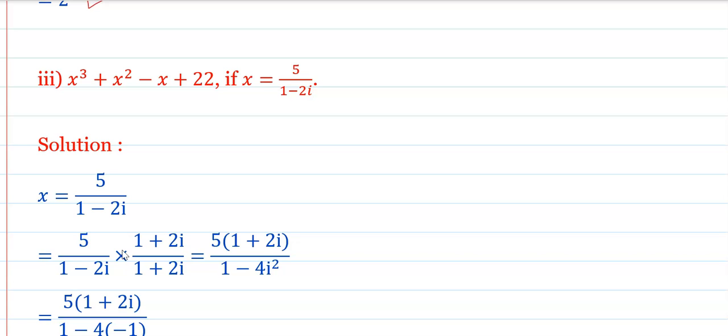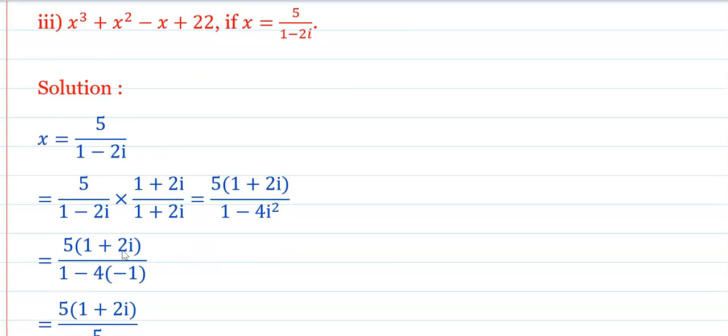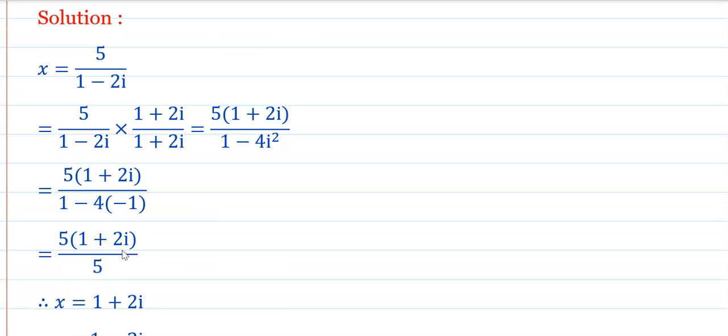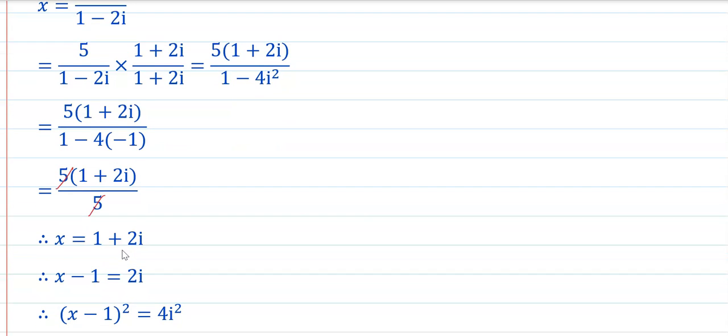5 in bracket 1 plus 2i. And what about here? (a minus b)(a plus b), then here you will get a square minus b square. Means what? (Minus 2i) bracket square. Means what? 4i square. But what is i square? I square is minus 1. 4 into minus 1, you will get plus 4. 1 plus 4, you will get 5. Okay. And what about here? 5 in bracket 1 plus 2i. Again here numerator and denominator 5 and 5 get cancelled. You will get x is equal to 1 plus 2i.